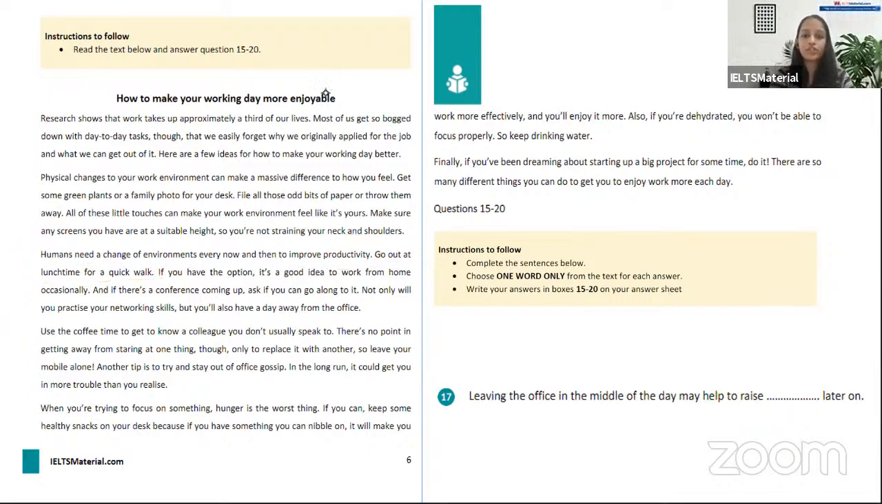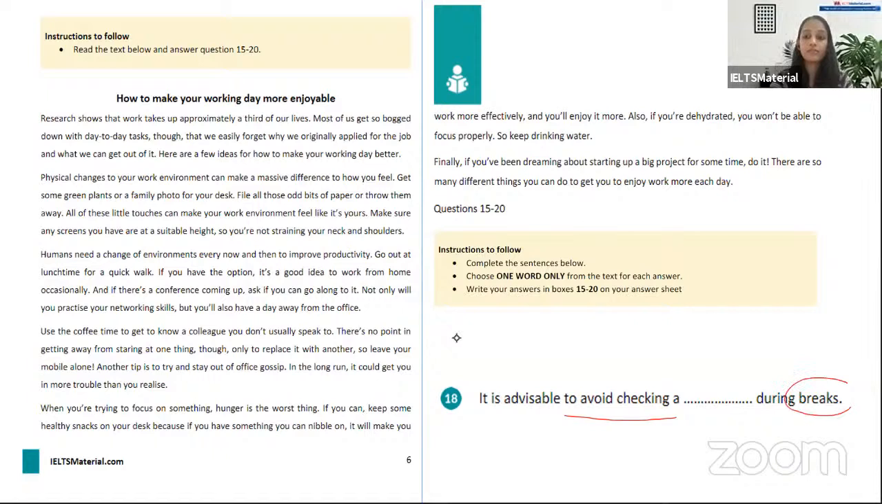Now let's solve the next question. It is advisable to avoid checking a blank during breaks. Now make sure that you follow this particular part, that is A. So let's see if we can get the answer in the upcoming passage. So what should we avoid checking during breaks?